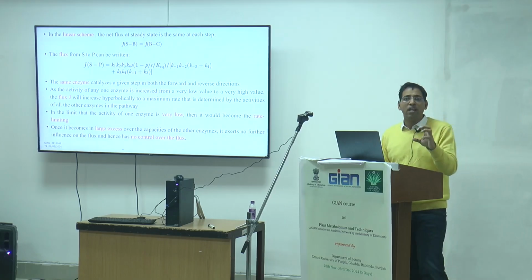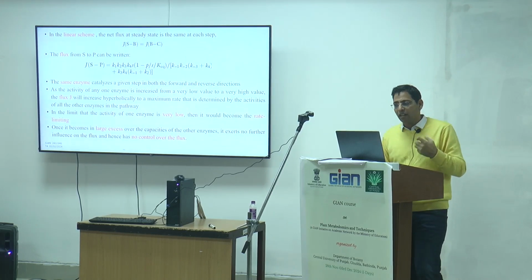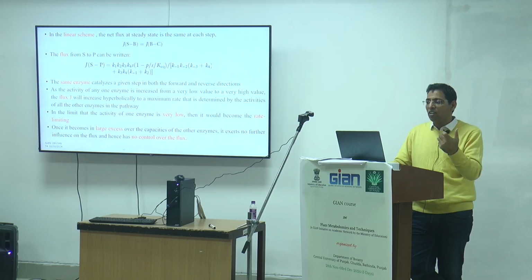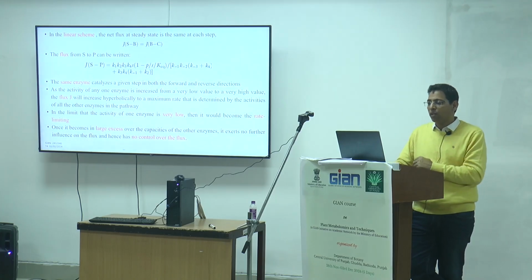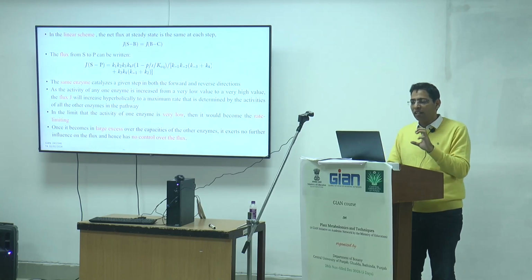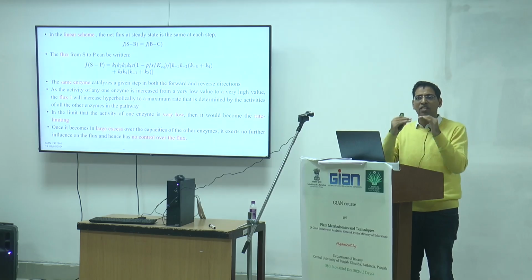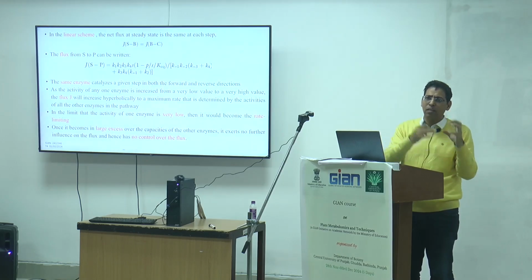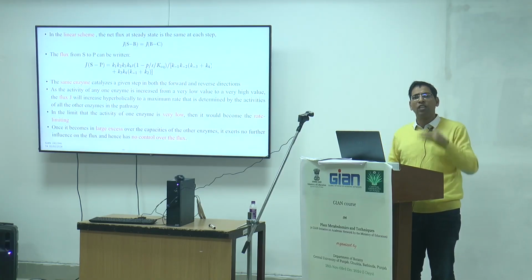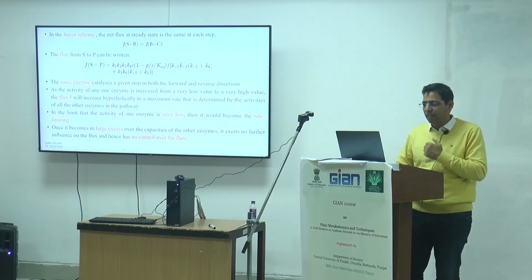Now the same enzyme is going forward and going in reverse. The activity of that enzyme can be increased from a very low value to a very high value also. So flux J increases hyperbolically when you increase the activity of the enzyme, because the enzyme is something which forwards the metabolites from one step to the next step. So if you increase the concentration of the enzyme, definitely the flux also increases.